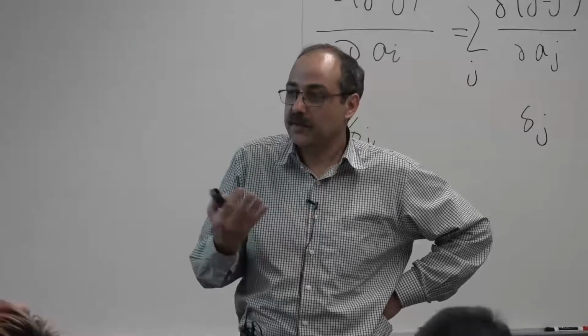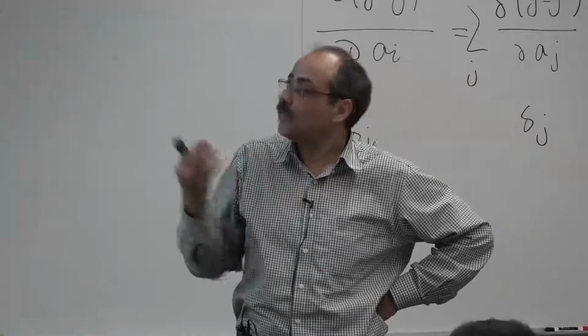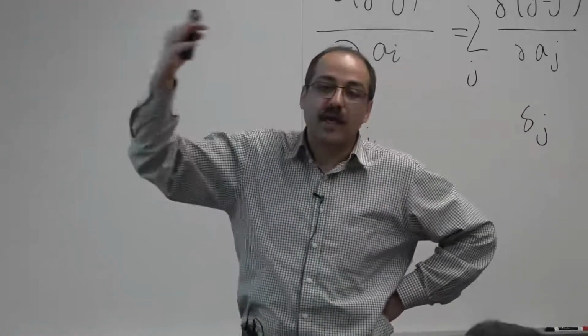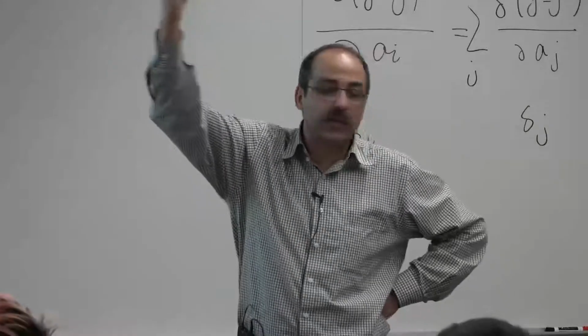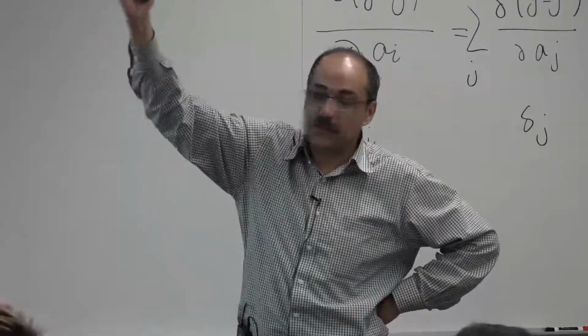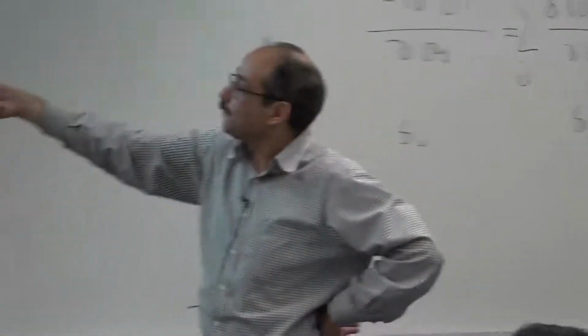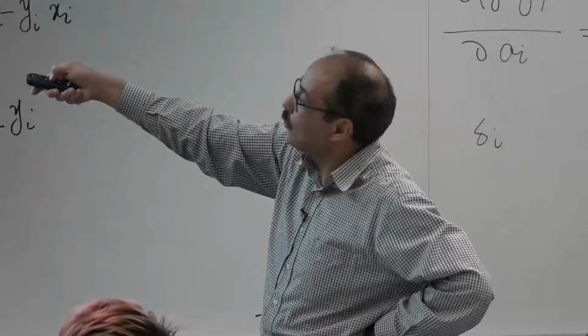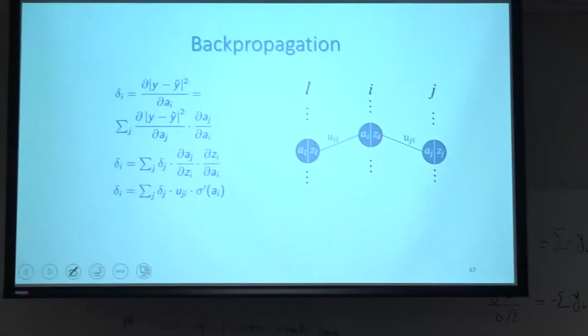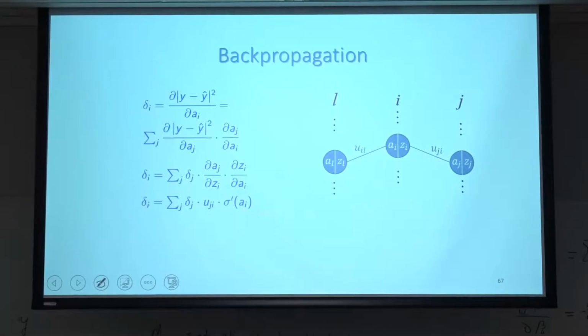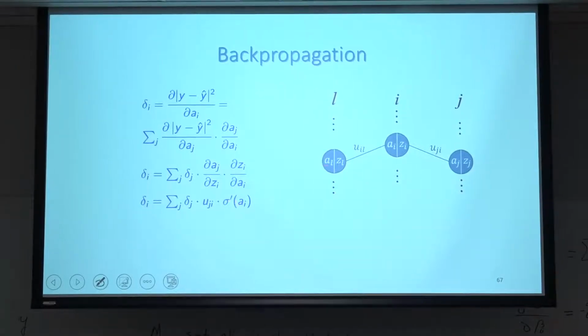Compute the derivative of that nonlinear function, sigma, right? Sigma was a nonlinear function applied to AI and produced Z. So the derivative of Z with respect to AI would be simply the derivative of that function, whatever that function is. Okay? So AJ with respect to ZI is UJI, and ZI with respect to AI is just the derivative of whatever nonlinear function I have chosen at point AI.